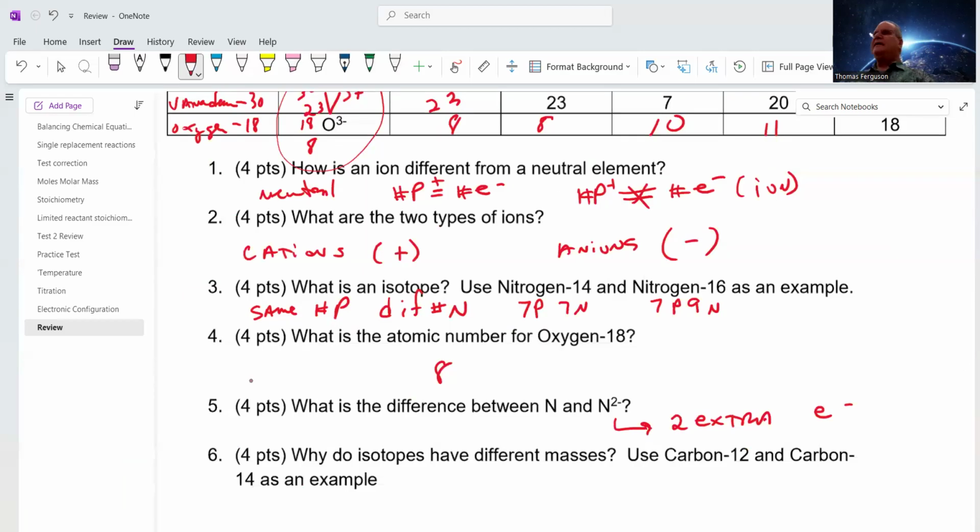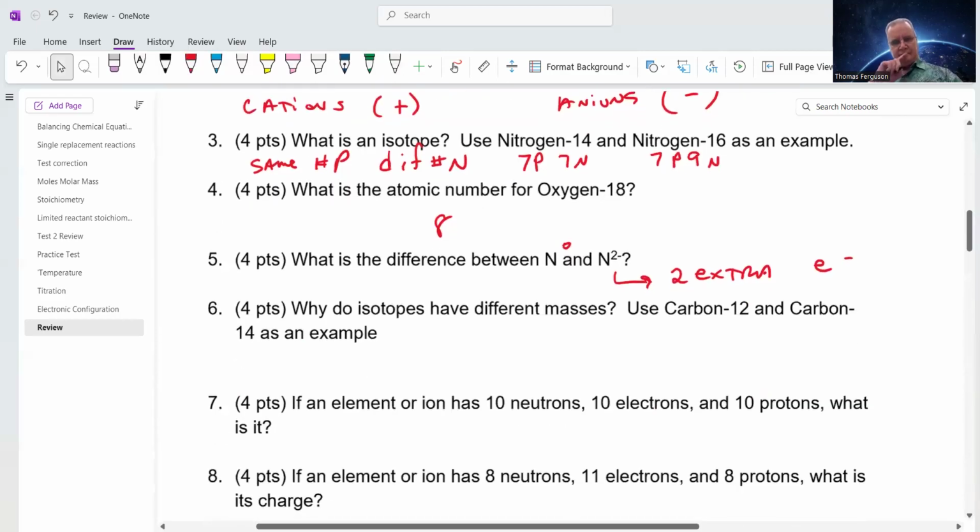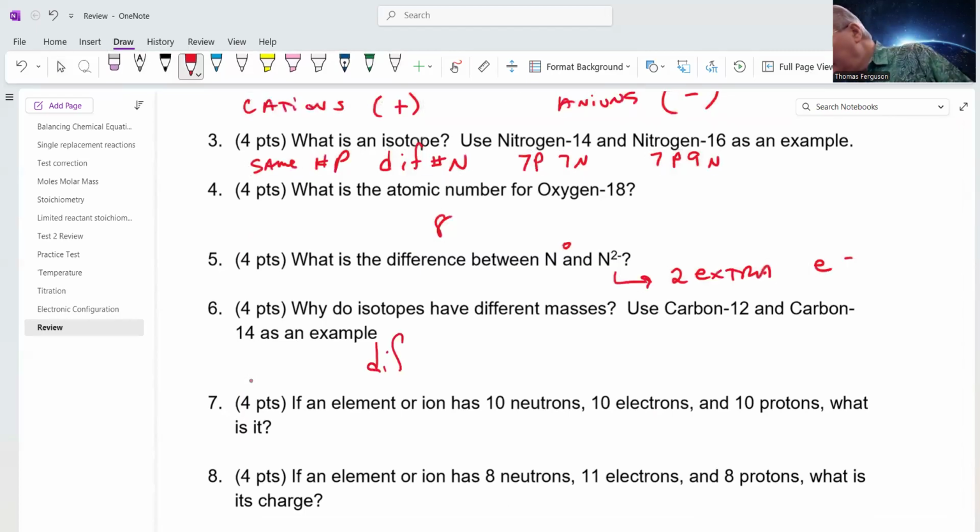Now, when you have a plain old M, that's the same as N0. So N0 versus N minus 2, 2 extra electrons for the N2 minus. Why do isotopes have different masses? Different number of neutrons. Protons are the same. Electrons are the same. The only thing that differs is neutrons.